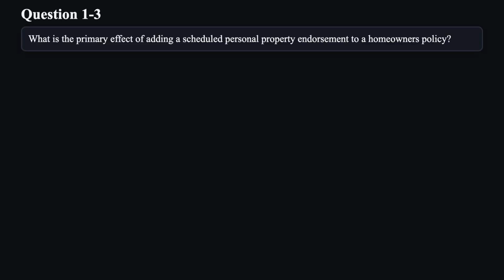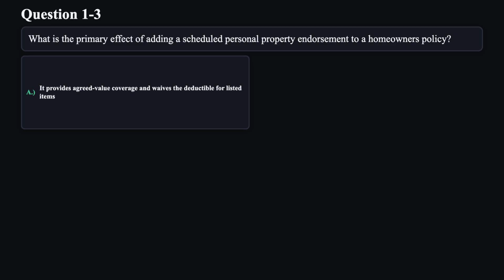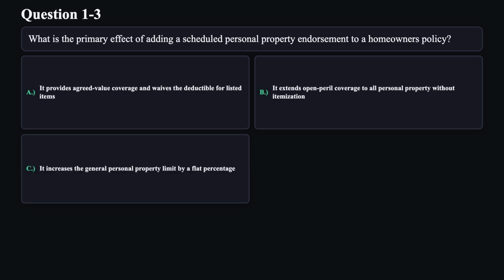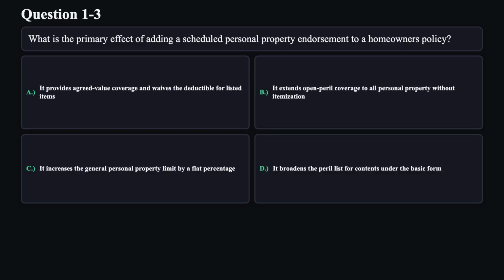Question 3. What is the primary effect of adding a scheduled personal property endorsement to a homeowner's policy? A. It provides agreed value coverage and waives the deductible for listed items. B. It extends open peril coverage to all personal property without itemization. C. It increases the general personal property limit by a flat percentage. D. It broadens the peril list for contents under the basic form.